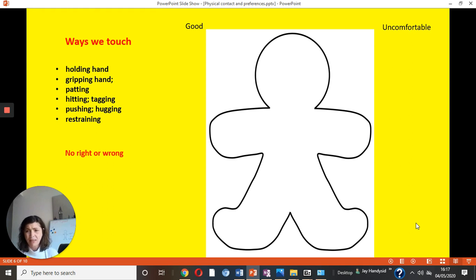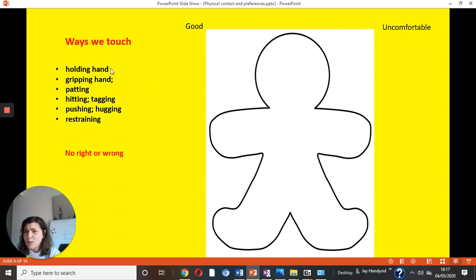I don't like being restrained. I do like holding hands, and sometimes I do like a hug. There's no right or wrong answers here. What I'm going to do is send you a copy of our man here, and you are going to look to see what's good and what's uncomfortable, and you are just going to either write or draw what you think is comfortable and what's not comfortable.